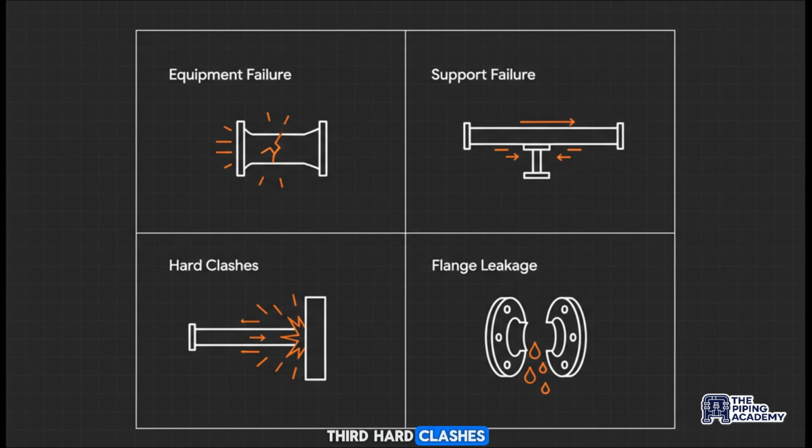Third, hard clashes. The pipe expands and smashes into a steel column that looked perfectly clear in the 3D model. And fourth, flange leakage. The high bending stress actually pries the flange faces apart, breaking the seal. And let me tell you, a leaking hot oil line is a massive fire hazard.